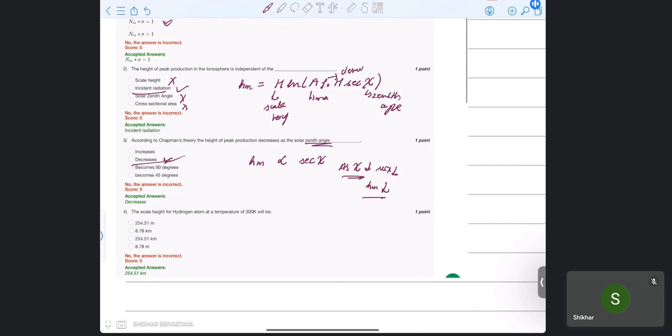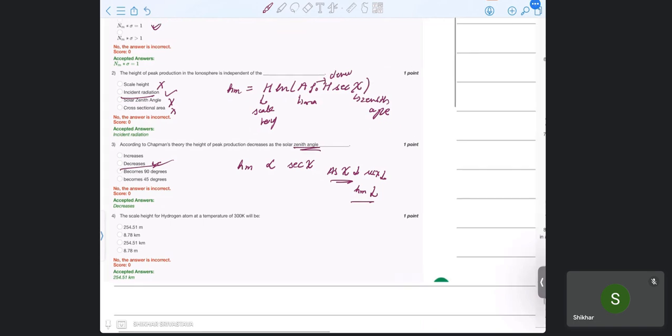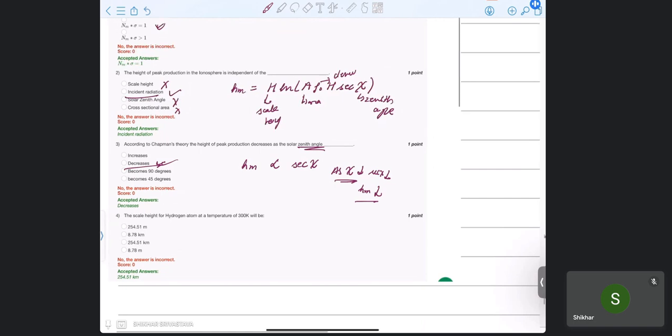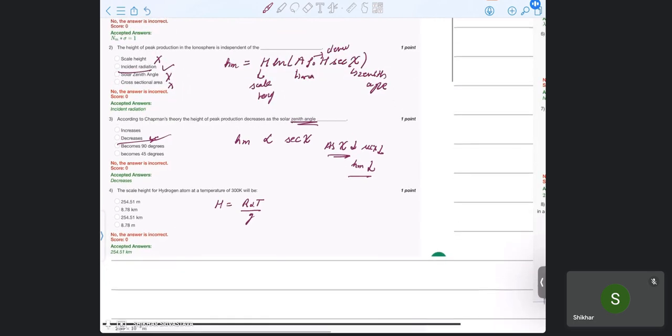Now, the scale height for a hydrogen atom at a temperature of 300 Kelvin will be given by what? So what is scale height? Scale height is given by this formula. We know that it's given by RT by g for a dry atmosphere, with oxygen, nitrogen, everything. But suppose this atmosphere only contains hydrogen atoms. In that case, your scale height will be R star upon the mass of the hydrogen atom times T upon g.